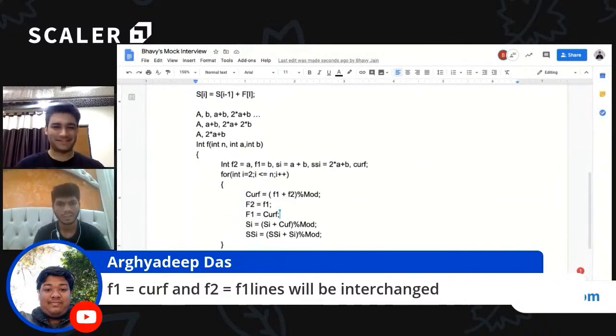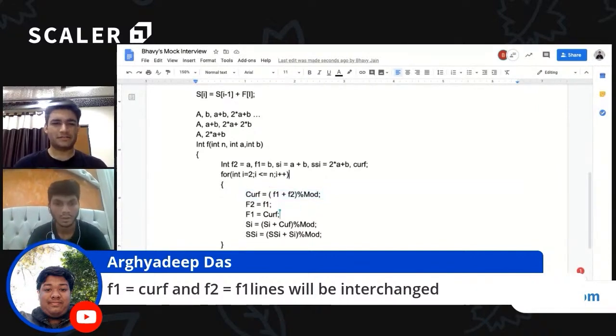I think this is correct because this is the sum of the previous two values, and initially it is not even initialized to anything, so it will be a random value. Current? So I think the position of this is correct. This is the current value we are finding. Yes, that is totally correct.